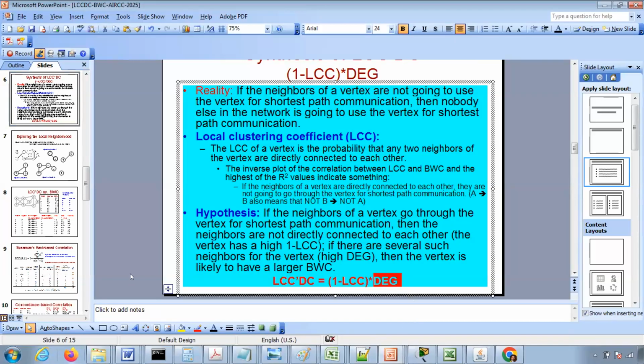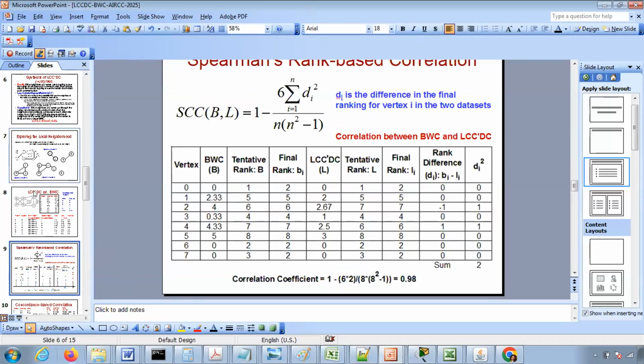That means if you need the LCC prime DC for just one single node, you can do it by computing the degree of that node as well as its local clustering coefficient. You don't need to compute the LCC or degree values for the rest of the nodes in the network, unlike betweenness centrality, where you have to go through the breadth first search algorithm to find the shortest path from each node to every other node in the network. So this can be computed locally in an asynchronous fashion.